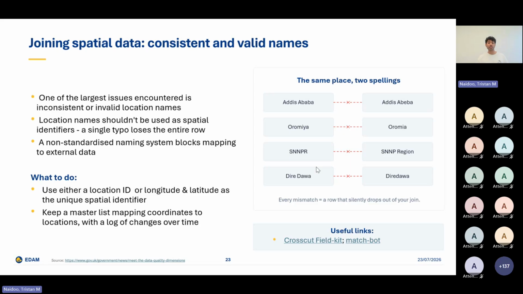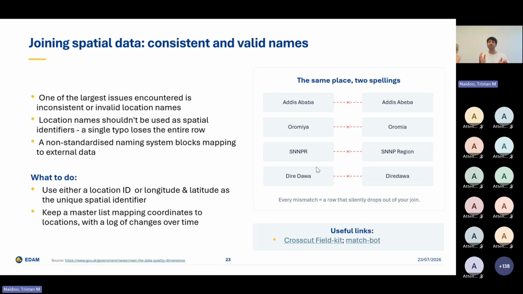So what should you do? Well, you should use a stable location ID or longitude or latitude as your unique spatial identifier. So have something that's unique, that doesn't depend on the actual name. But to do this, it means you need to adopt a standard and have this across all the datasets you use. And then if you're going to use a location ID or a longitude or latitude, you should also keep a master list mapping these coordinates or IDs to place names with a changelog over time.